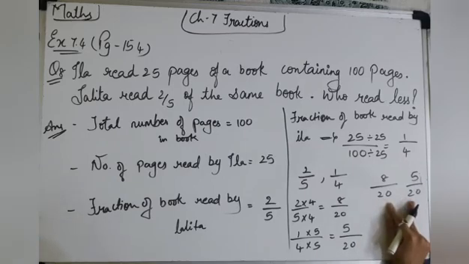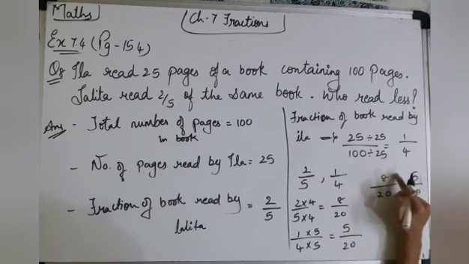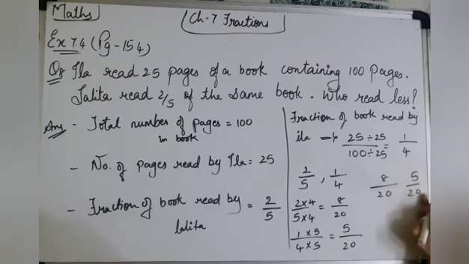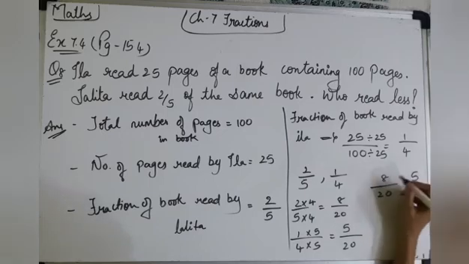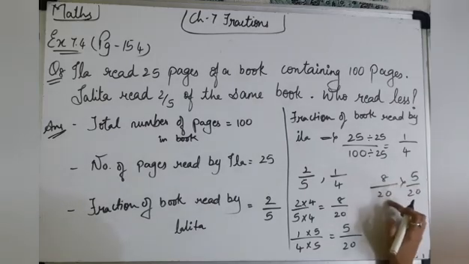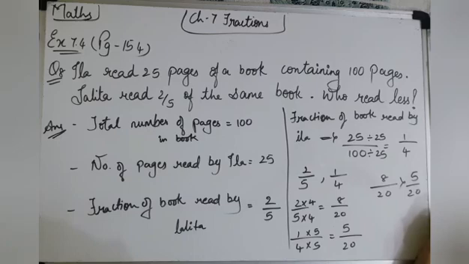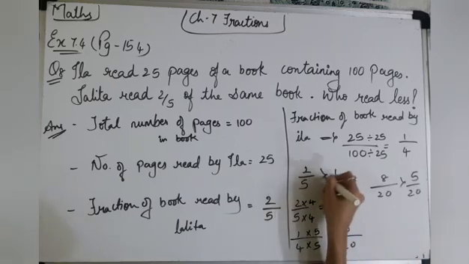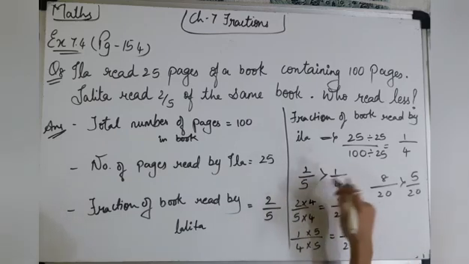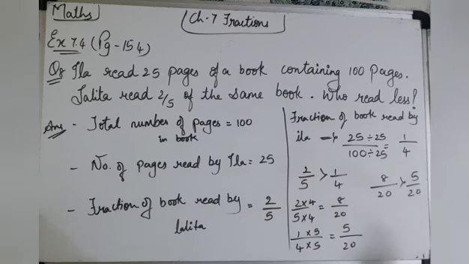Denominators are same, so the numerator, whichever numerator is the greater is the greater fraction, right? So 8 is a greater number. So 8 upon 20 is greater than 5 upon 20. So here we got that 2 upon 5 is greater than 1 upon 4.